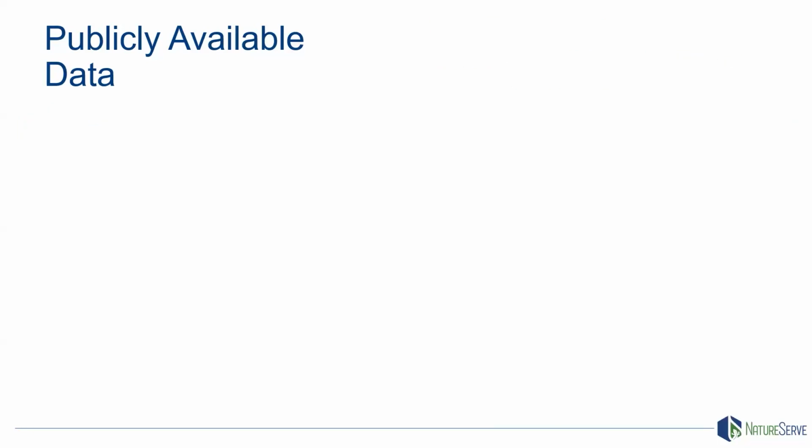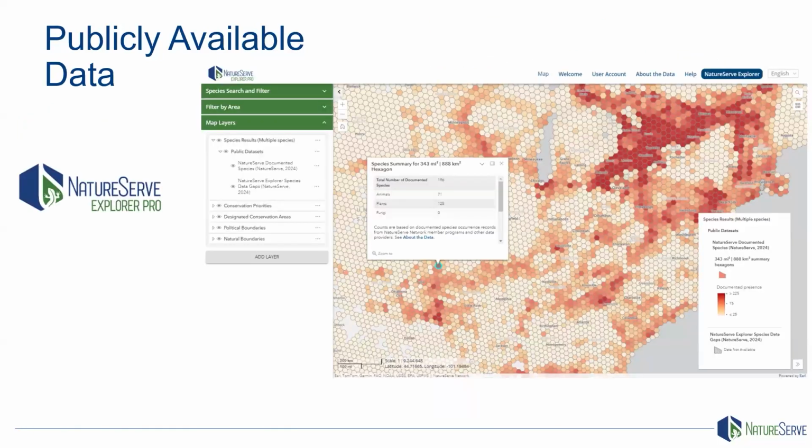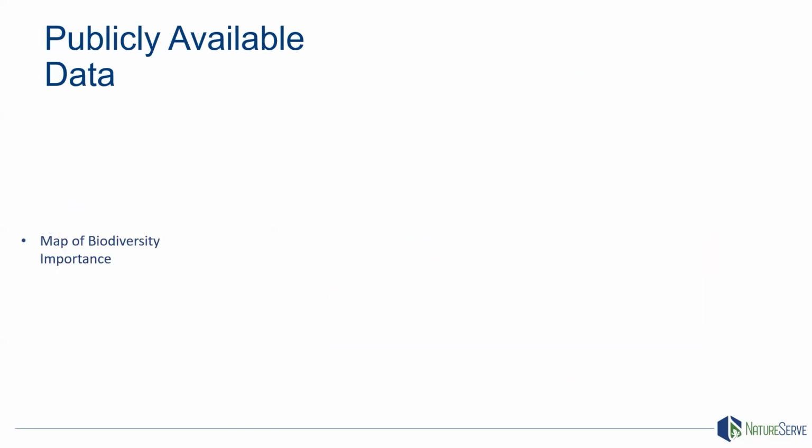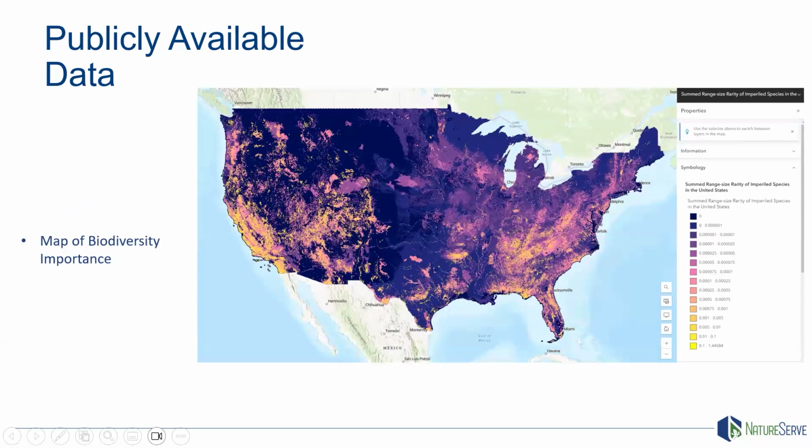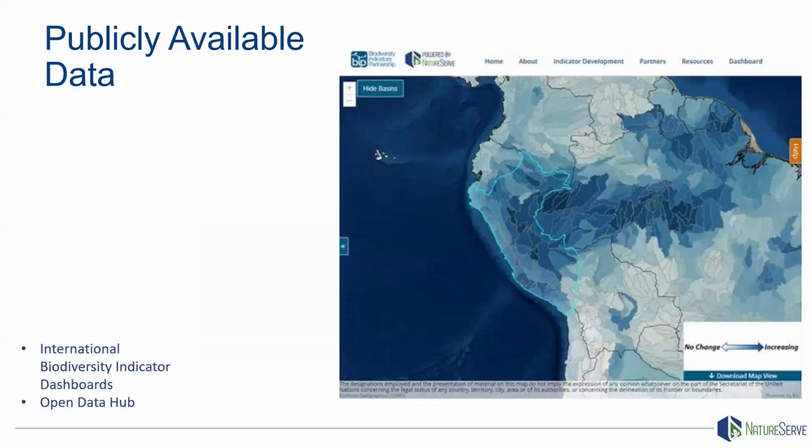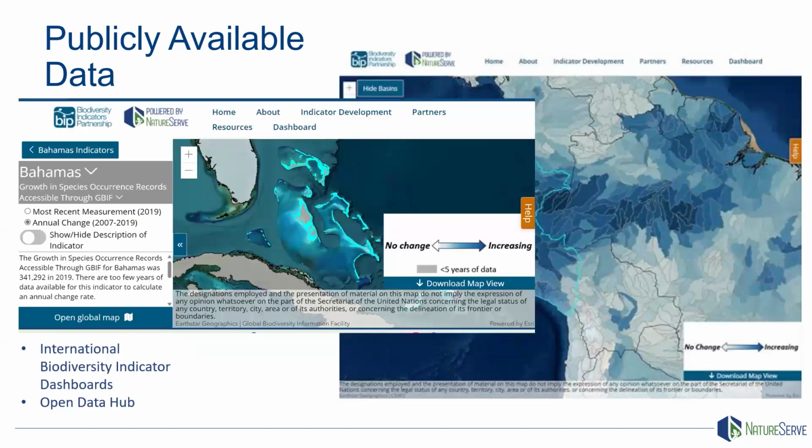Our new sister tool, NatureServe Explorer Pro, has an online map viewer that allows users to explore more detailed species location information and generate site-specific biodiversity reports. Explore species distribution data in an online map viewer using NatureServe Explorer Pro. In addition, NatureServe has published predictive habitat data layers and international biodiversity indicator dashboards that visualize biodiversity data for several countries.